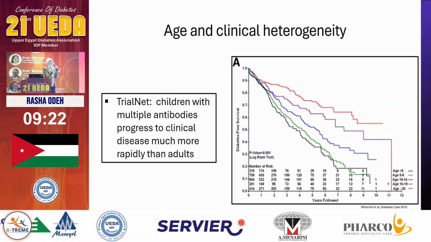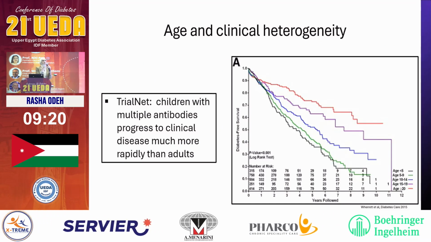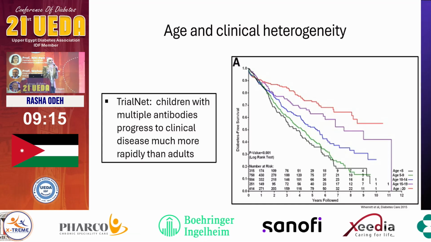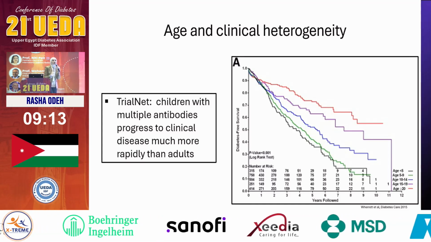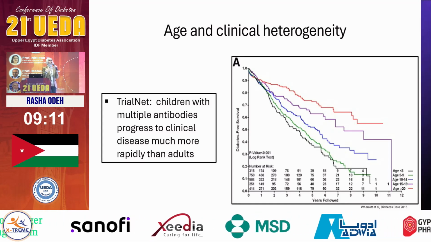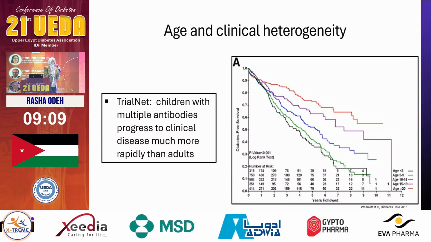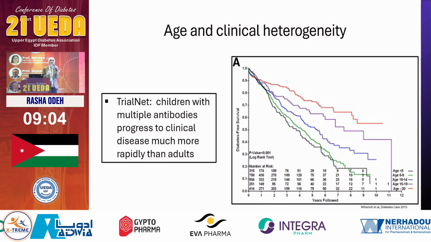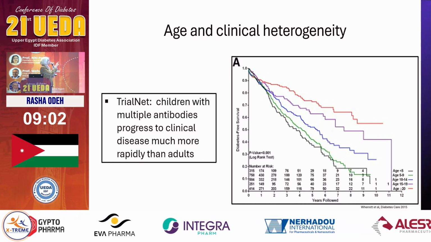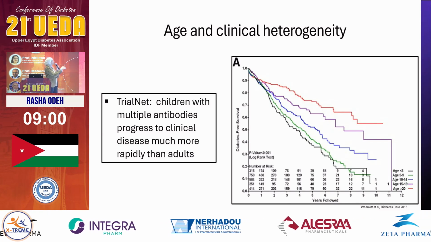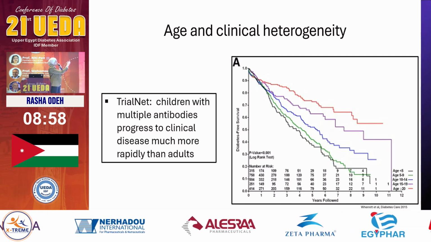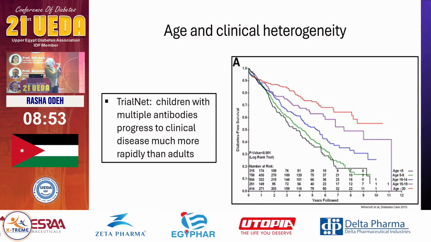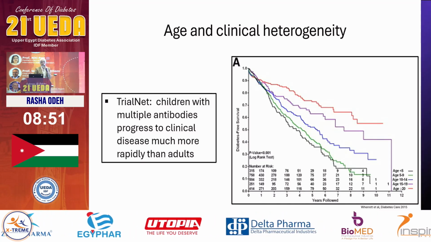And here we start seeing the first difference that is judged by age. So if you develop 2 or more antibodies as a child, you will more probably get diabetes very early than if you develop these 2 antibodies as an adult. As you can see, the black and green lines show you when you develop 2 or more antibodies and how fast you go into diabetes, whereas the red line shows you that when you are an adult.